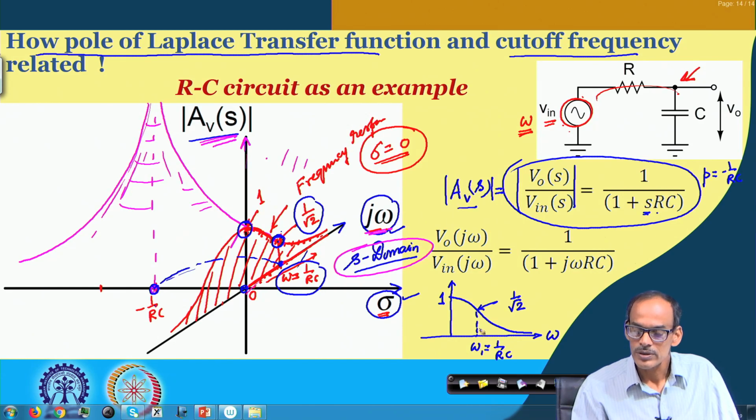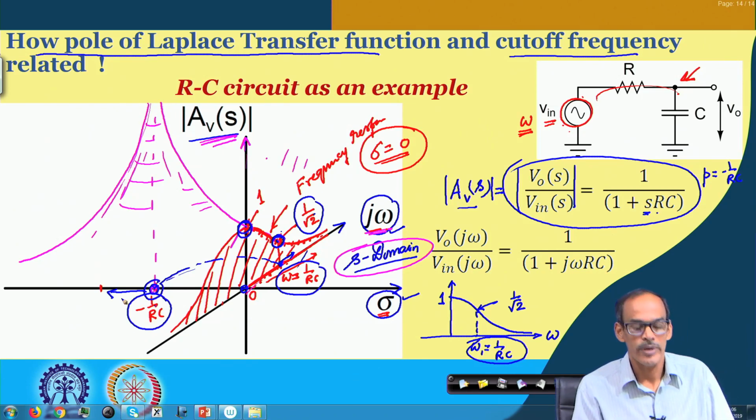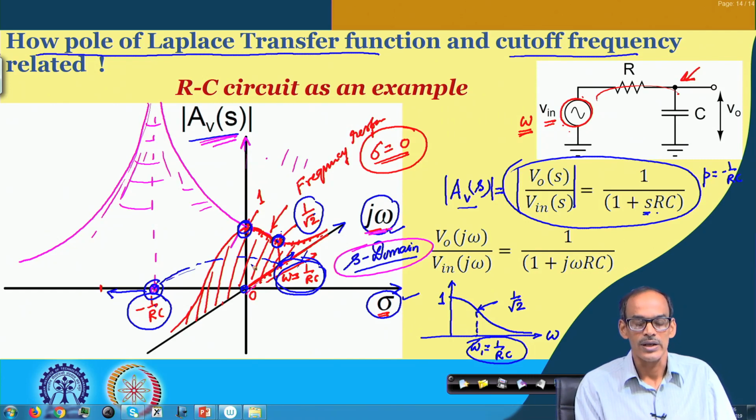So, this point, the cutoff point or cutoff frequency point, which is basically the image of the location of the pole. In fact, if this location of the pole is going far away, then the point at which the frequency response becomes 1 by root 2 of this point will also be moving away. So, the location of this pole in the Laplace domain and the location of the cutoff frequency are related.